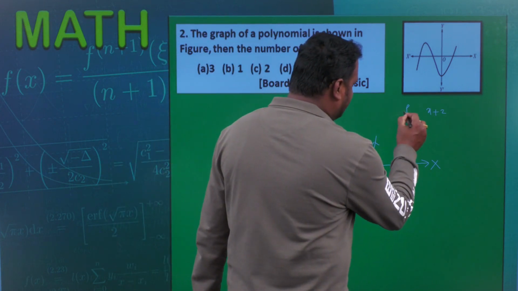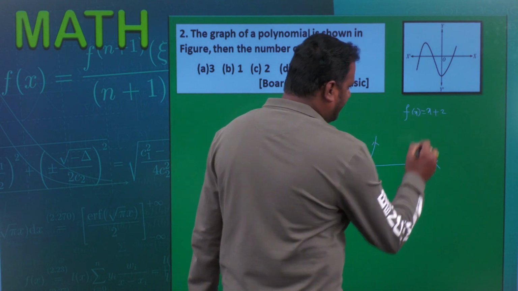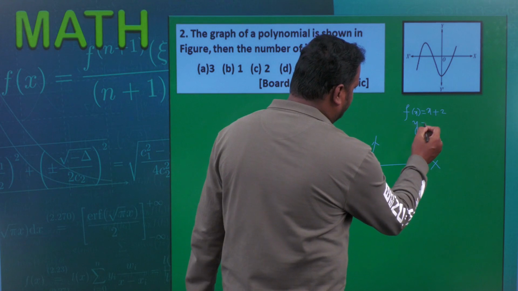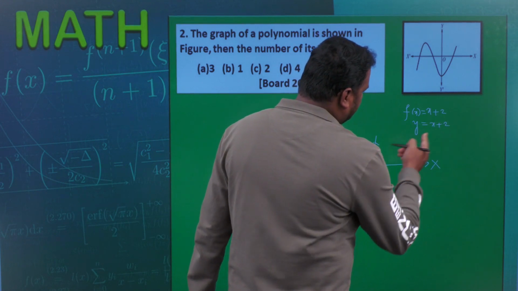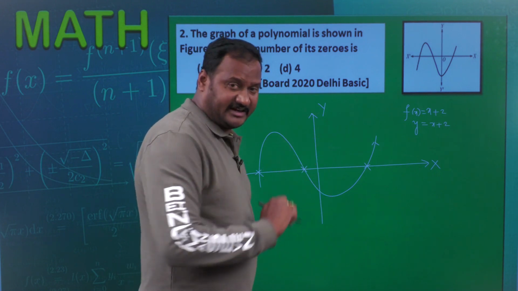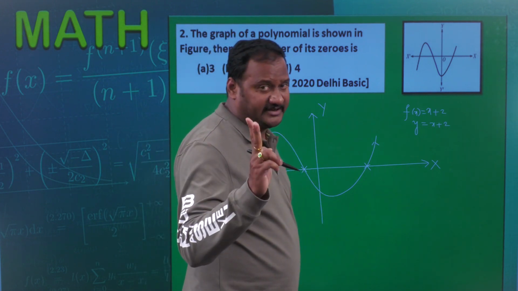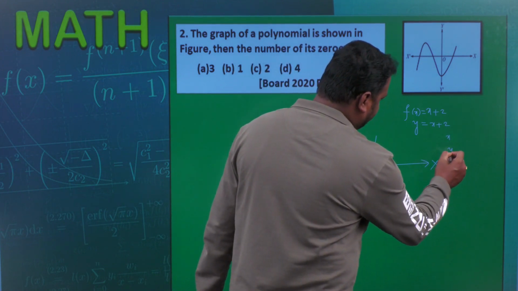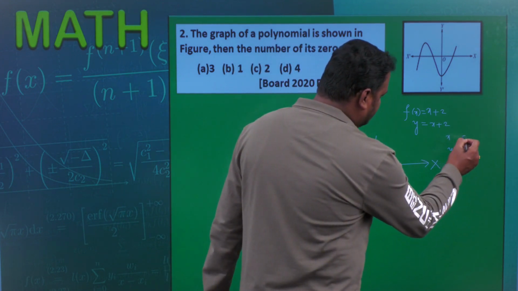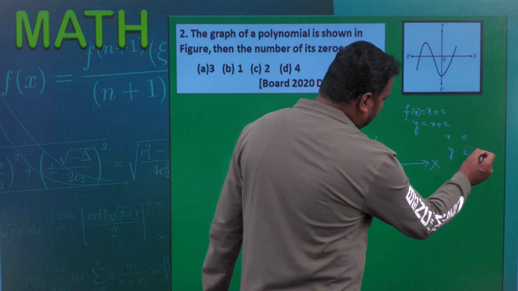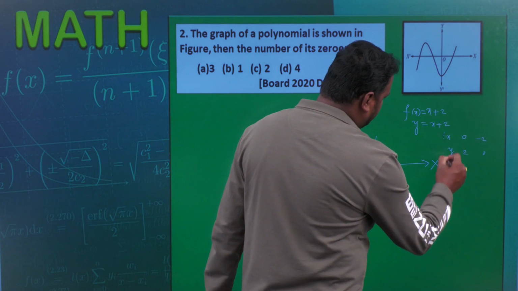I am writing this polynomial as f of x. So, instead of f of x, I would like to write it as y. So, y is equal to x plus 2. If you write y is equal to x plus 2 and draw this on the graph sheet, then definitely you will have to find 2 points. So, I am going to find 2 points by taking the values of x and y. Suppose if x is equal to 0, y is equal to 2. If y is equal to 0, then x is equal to minus 2. These are 2 points.